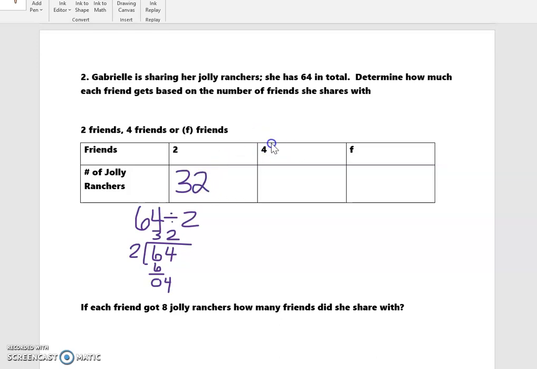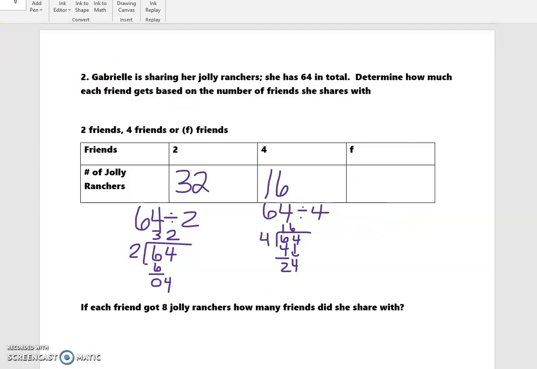Next column is the 4, and again, each set of numbers here is independent from each other, meaning we don't change our answer here based on this number. So we're still starting with the 64, and we're dividing that now between 4 people. Again, let's do out our division. 4 goes into 6 1 time. Bring down the 4. And 24 divided by 4 would be 6. So if we share with 4 people, each person gets 16.